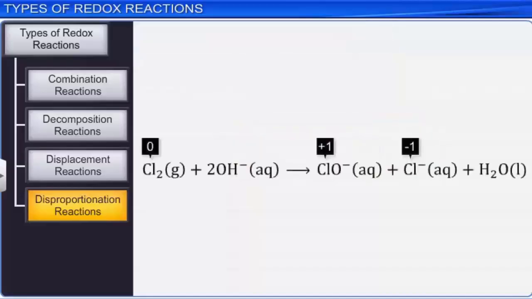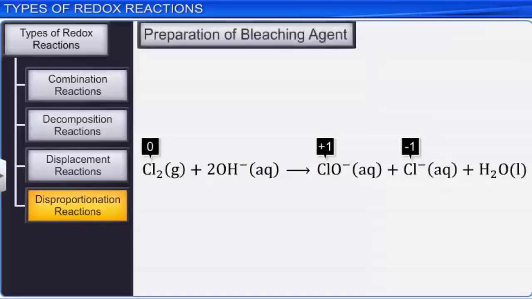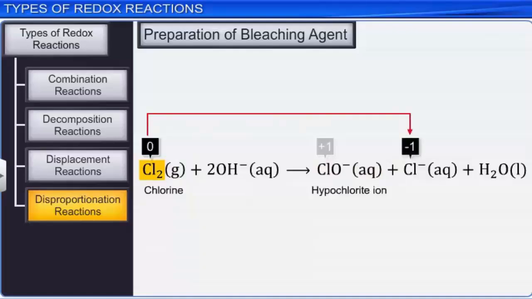Here is a disproportionation reaction that illustrates the preparation of household bleaching agents. In this reaction, hypochlorite ion, which shows bleaching action, is formed by dissolving chlorine in alkali. Chlorine, having an oxidation state of 0, is being reduced to -1 in chloride ion and also being oxidized to +1 in hypochlorite ion.